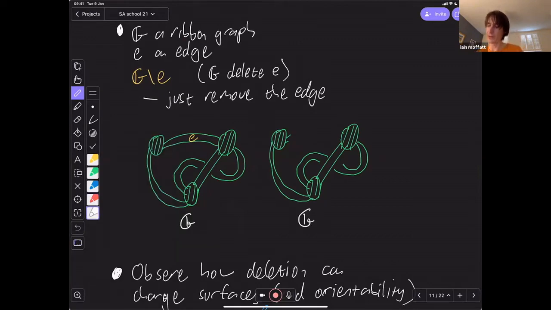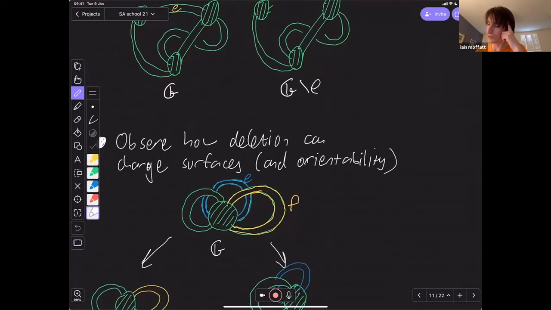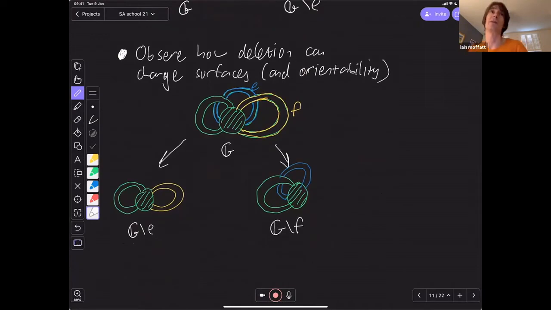And the thing to note is that there's kind of no problem here with loops and bridges and so on. But you need to be a little bit careful in that deletion does change the surface, or may change the genus of the surface that your ribbon graph corresponds to, and also the orientability of it. So for example, if I take this ribbon graph, 1 vertex and 3 edges, then if I delete E, I would get this one down here. And I see I can draw this on the plane, so this is going to be a genus 0 ribbon graph.